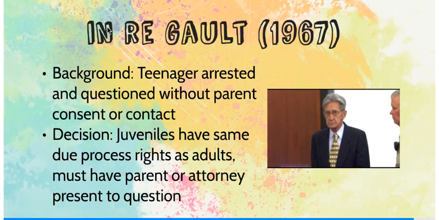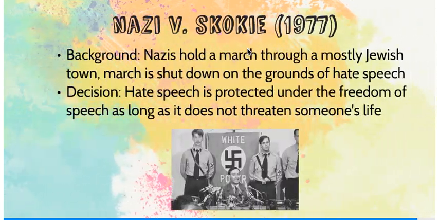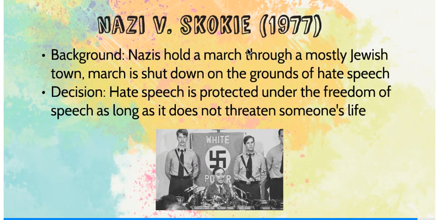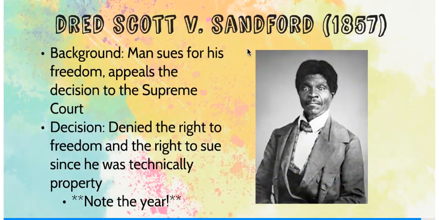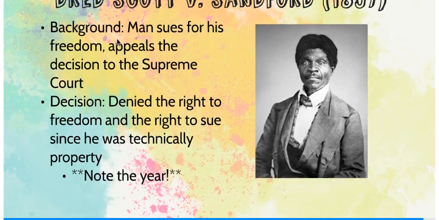In re Gault, this one is about juvie rights. So remember, this man's only his last name is revealed because he is a minor. So if you want to just do like juvie rights, that would be good for that one. Nazi versus Skokie. Nazis are hateful humans, so we're going to put hate speech. Dred Scott versus Sanford. Dred Scott is the one who sues for his freedom. Okay, so Dred Scott sues. Okay, S for Scott, S for sues.